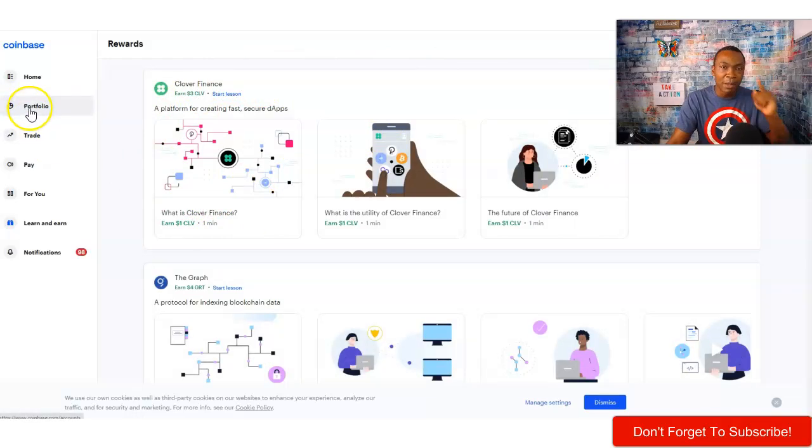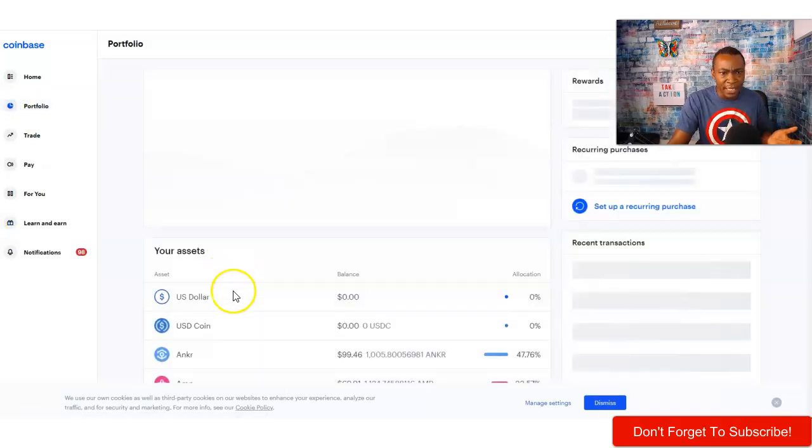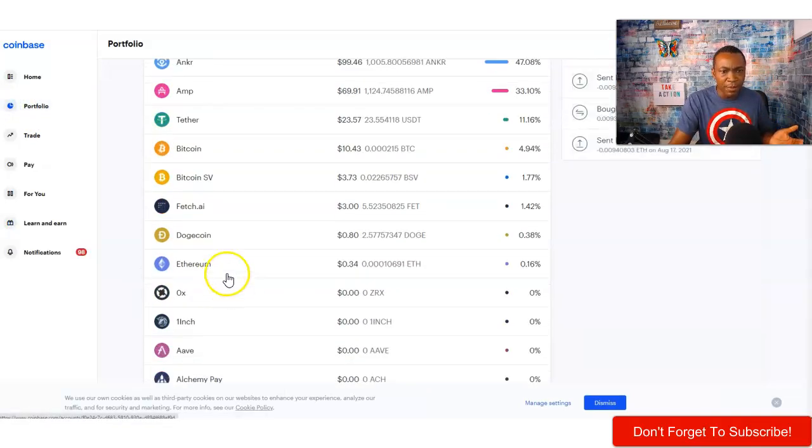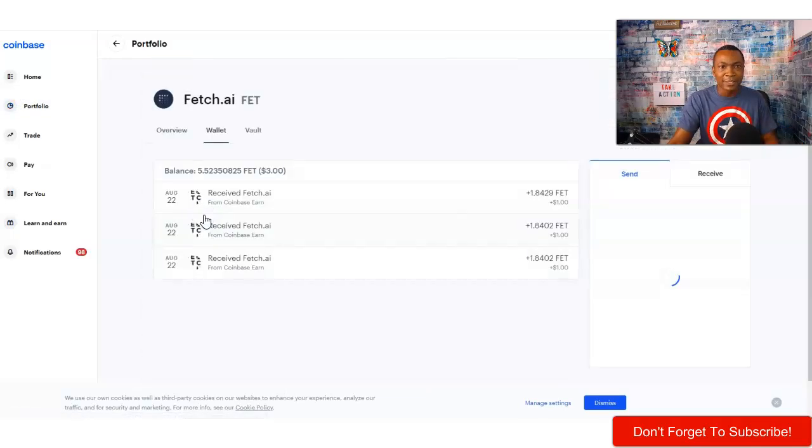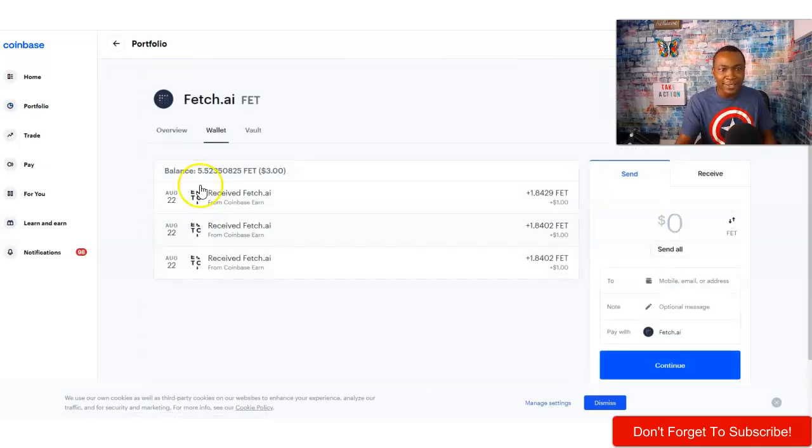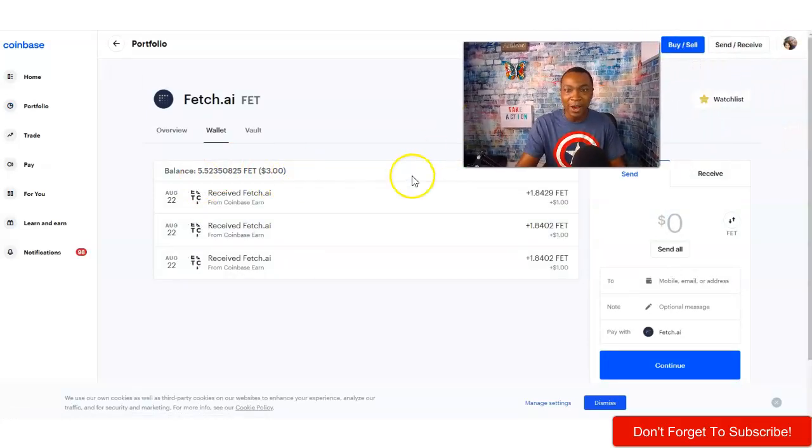But check this out. Remember, I just took that FET, Blick, and let's see if it's in there already. I don't know if it's there already. You know what? Look at this. It's there. Look at this. $3 is already there. So now I have that in my wallet. And so now I've got $3 already. So then what I could do is swap it out.